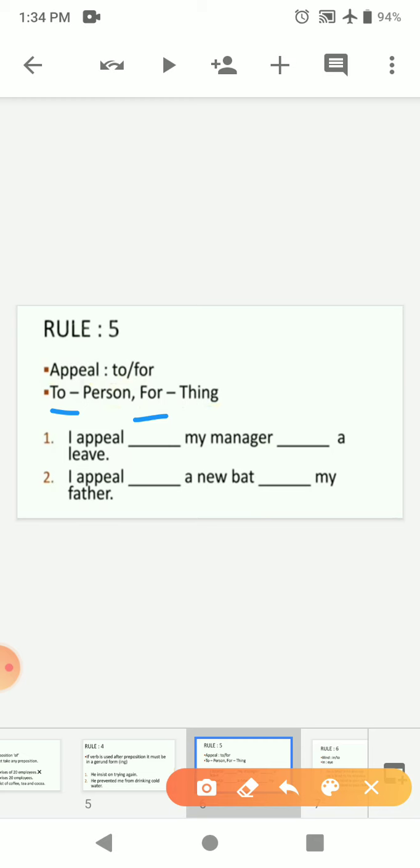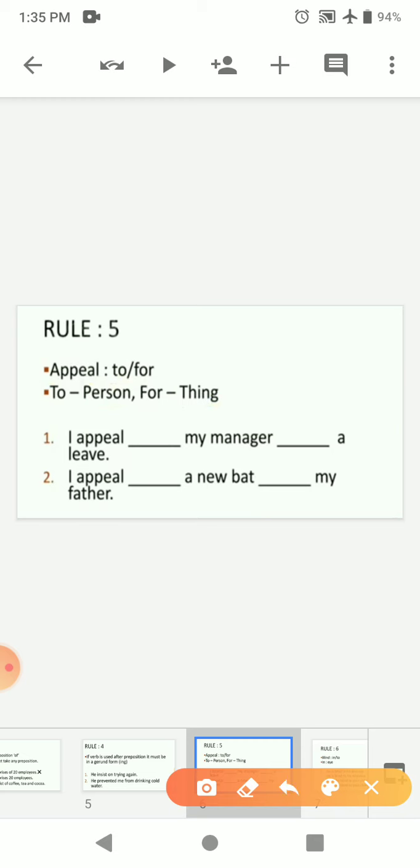And if we are appealing for something, then we use for. So for example, a pen is there and I'm going to appeal for that pen, means I'm requesting someone to give me that pen. So for pen I will be using for. I'm appealing for a pen and that pen belongs to some other person and I am appealing to him actually. That means I'm appealing to a person.